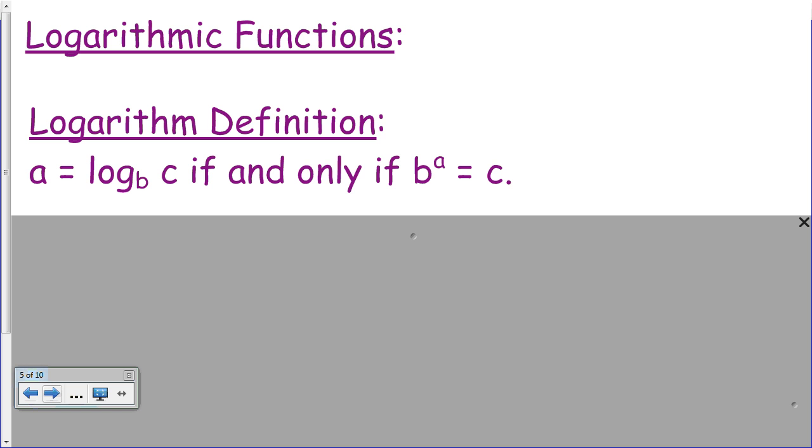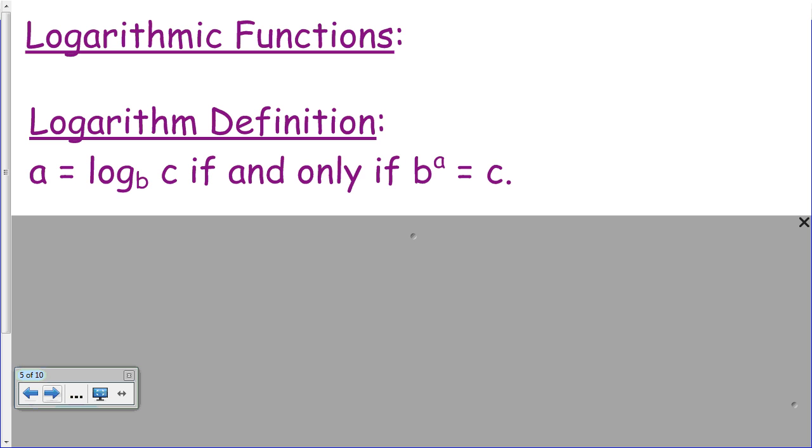Here's the definition of a logarithm. We say that a is equal to log base b of c if and only if the following is true, that b raised to the a power is equal to c. So I can always take a logarithm and rewrite it as an exponential, or vice versa. I can take that exponential and rewrite it as a logarithm. And we use that property, depending on what we're trying to do, to help us solve for a particular unknown.